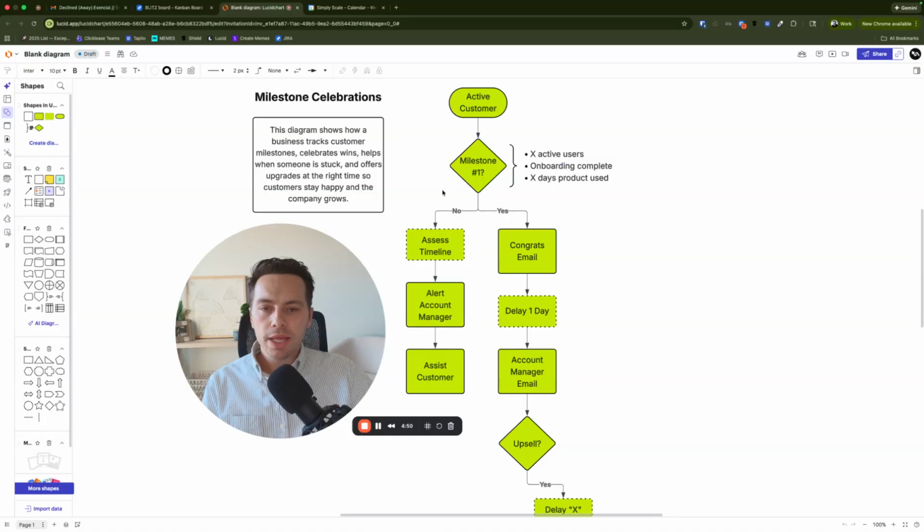Okay, so after they hit this first milestone, what we're going to do is basically look at a yes or a no path. So if this is a yes, they've passed this milestone that we care about, then what we want to do first is send out a number one, a congrats email. So awesome, you've been with us for 30 days, or awesome, you just finished up onboarding, or you have X amount of users that are now using our product, and send them just congrats with nothing else. You just want to congratulate them.